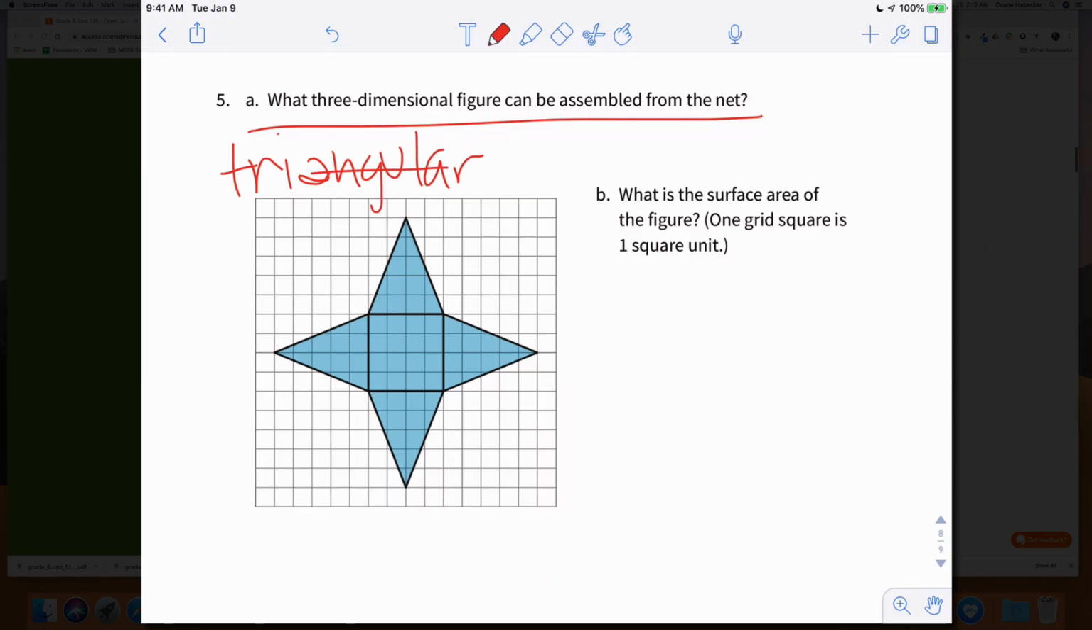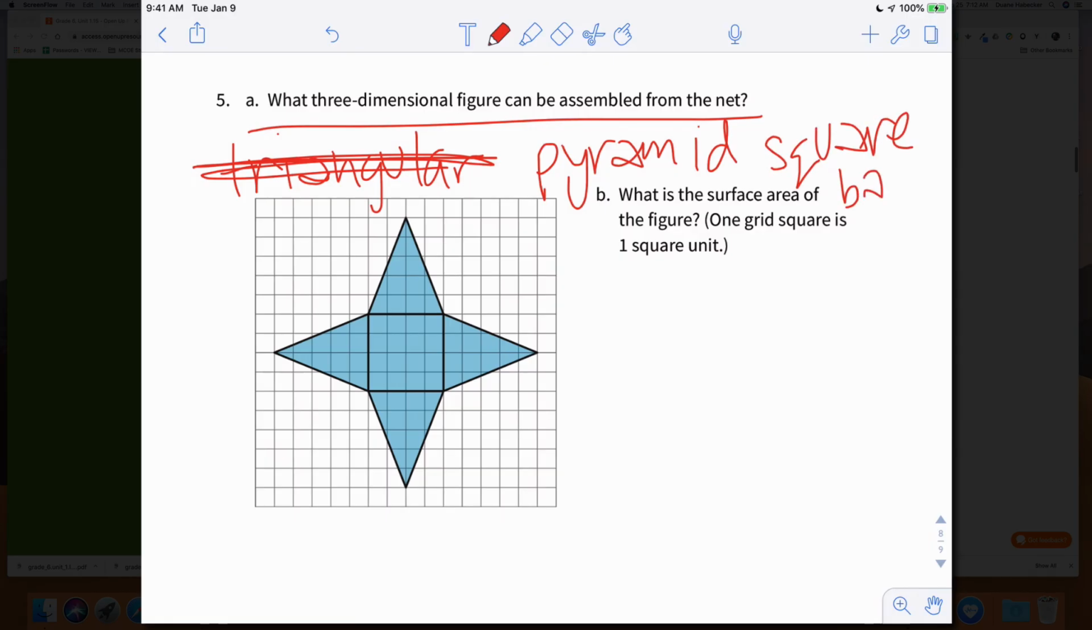Nope, nope. We're going to get a pyramid. What kind of pyramid? It's going to be a pyramid with a square base. Now, there's some fancy words.